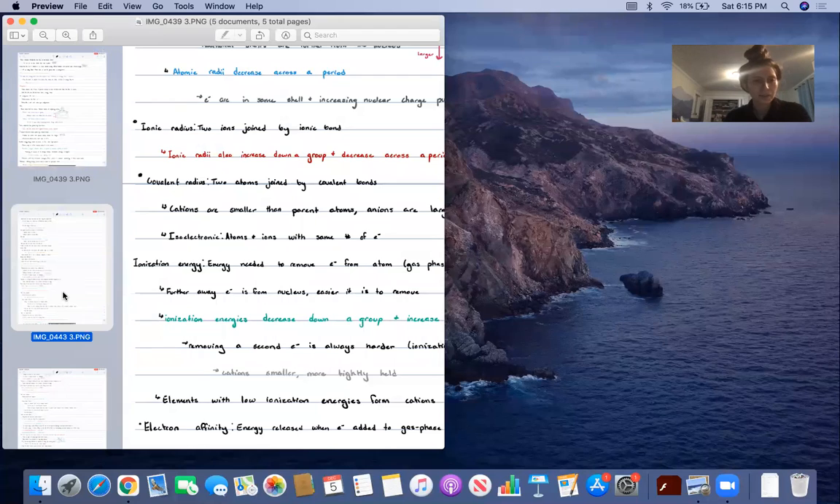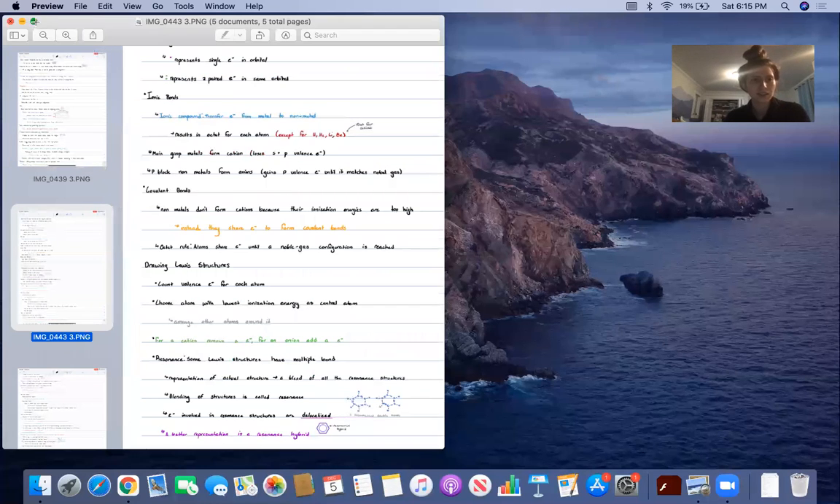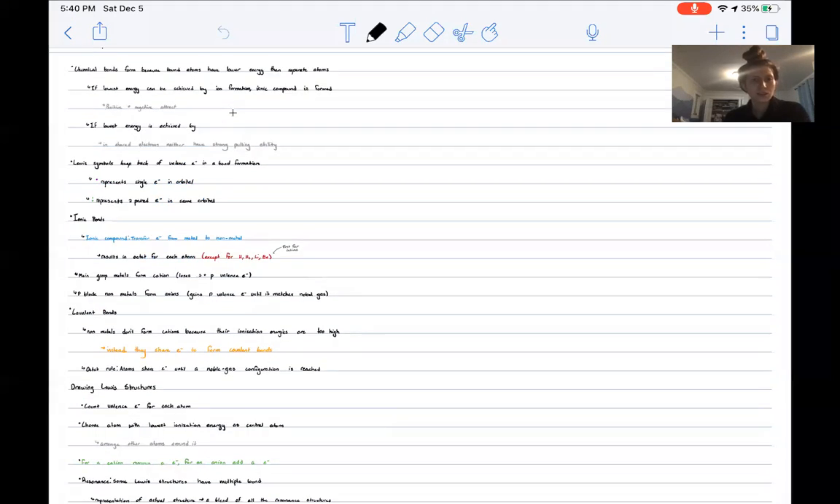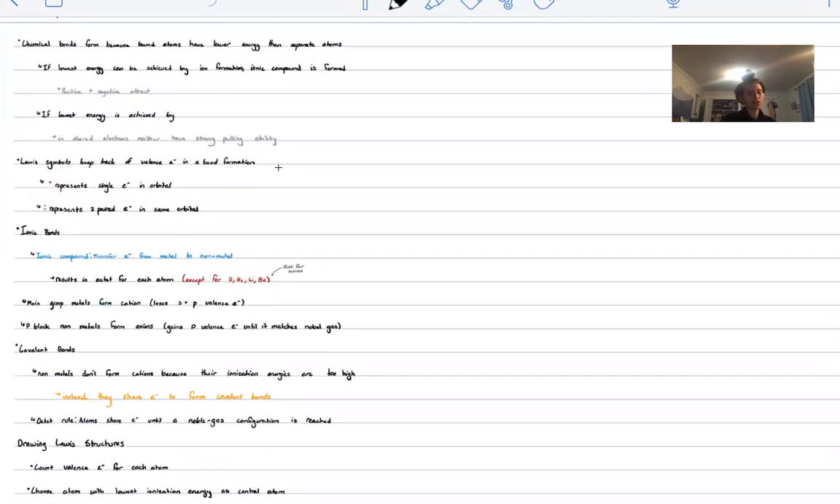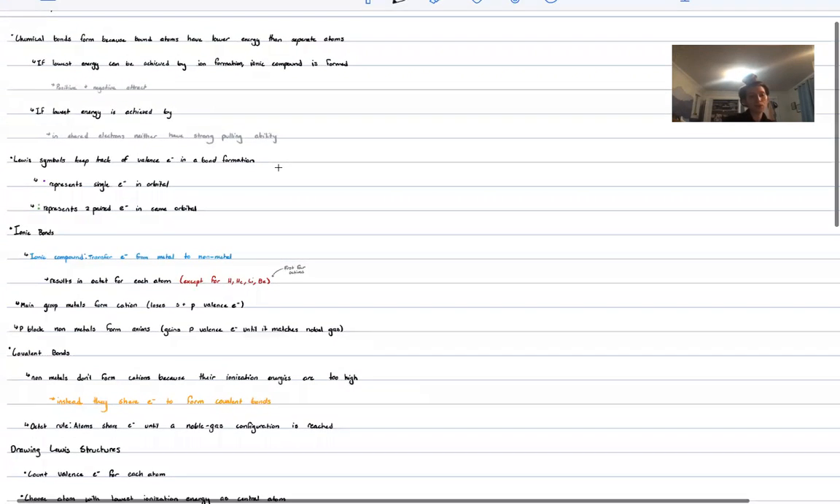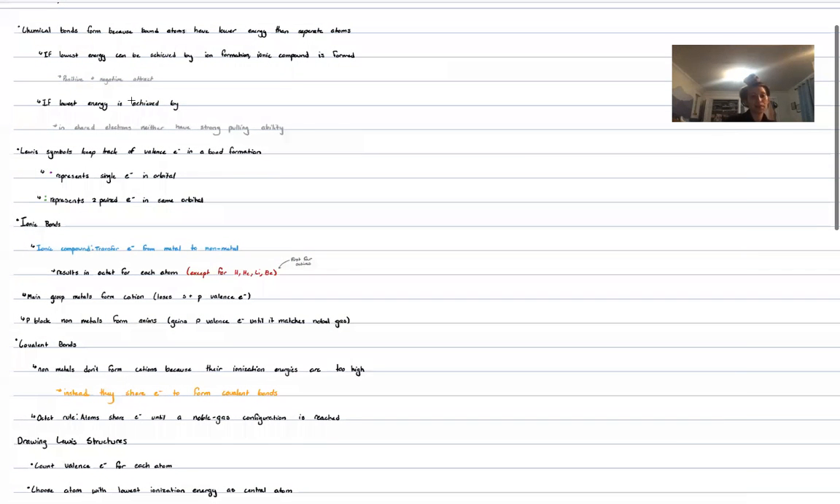Okay, these ones. So this is where we started talking about the bonds. And again, the bonds are just related to our valence electrons for the most part, because those are the ones that actually make bonds.